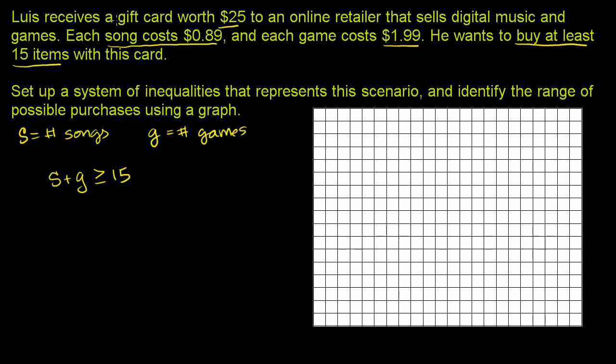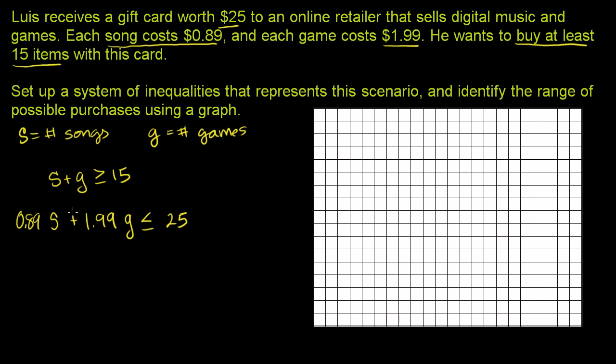And then the other constraint is that the gift card is worth $25. So the amount that he spends on songs plus the amount that he spends on games has to be less than or equal to 25. The amount he spends on songs is the number of songs he buys times the cost per song, 0.89 times S, plus the cost per game, which is $1.99, times the number of games. This is the total amount that he spends, and that has to be less than or equal to 25.